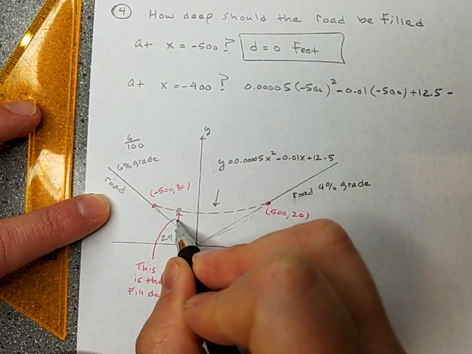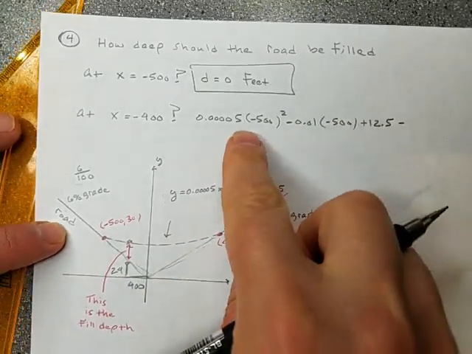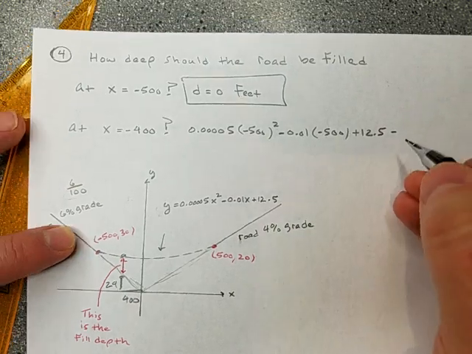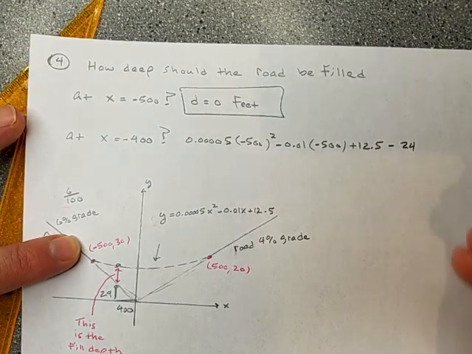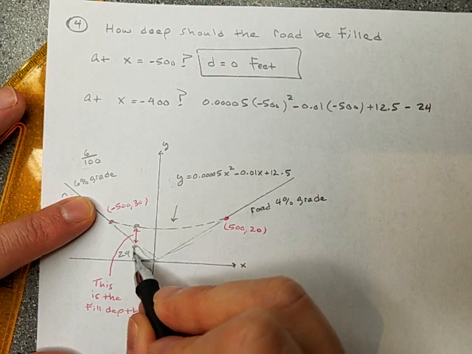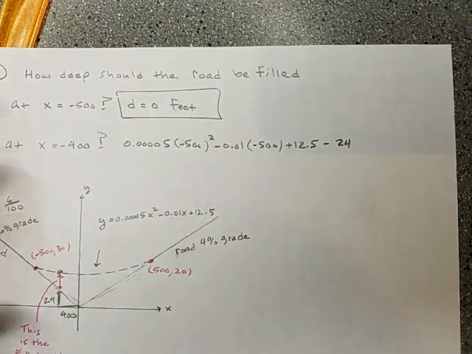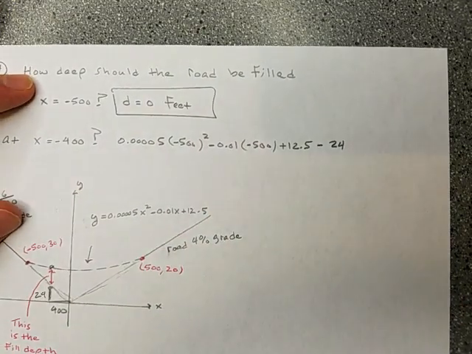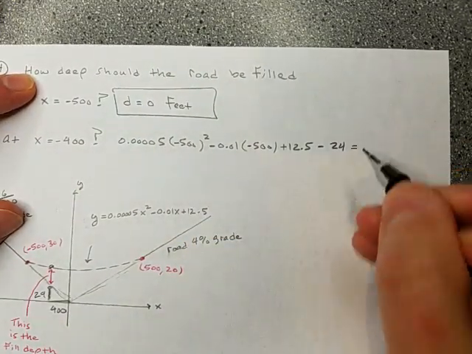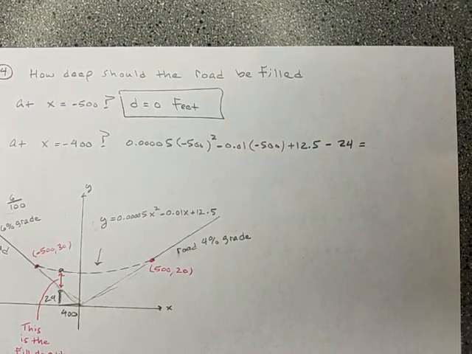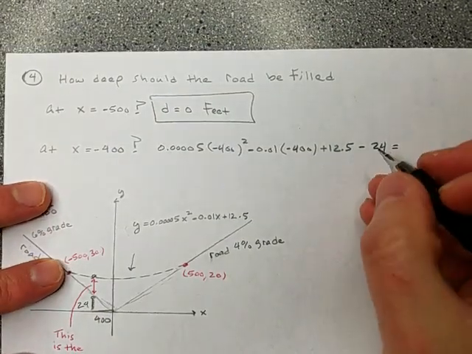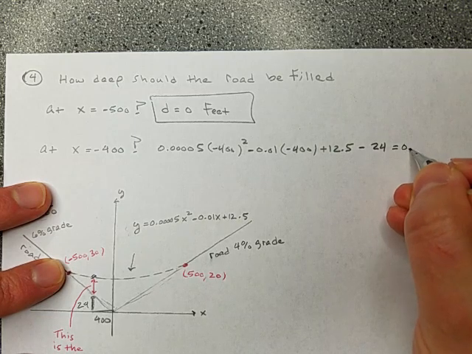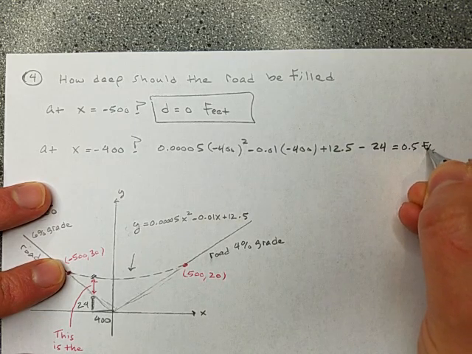So the fill depth is that y-coordinate, which you see here, minus 24. Okay? Which is how high the slope of the mountain is in that valley. All right. So I'm going to pause it, type all that stuff in my calculator and show you what I get. All right. Pause real quick. Okay, so if you do all this, you get 0.5 feet.